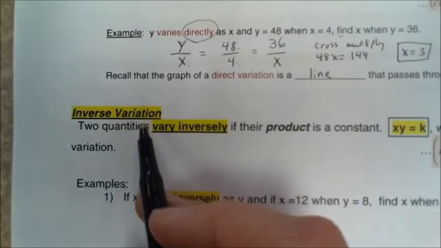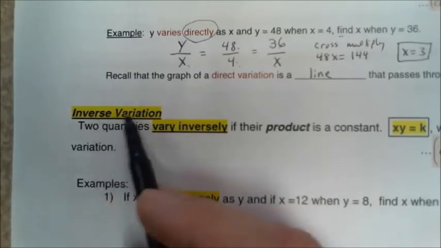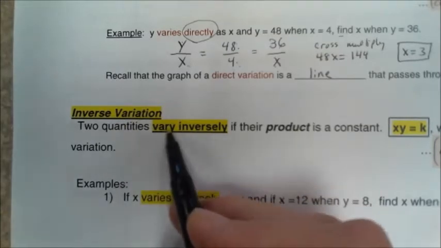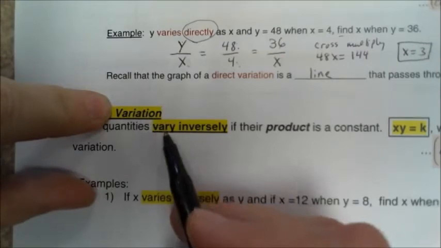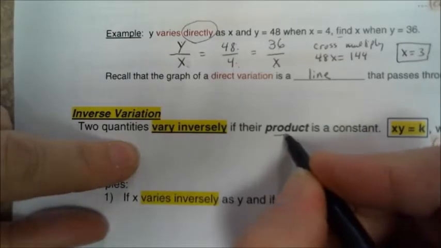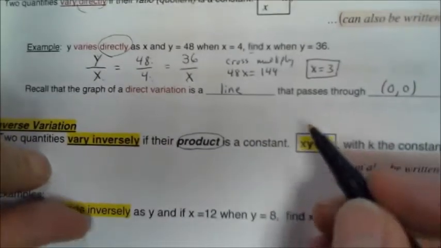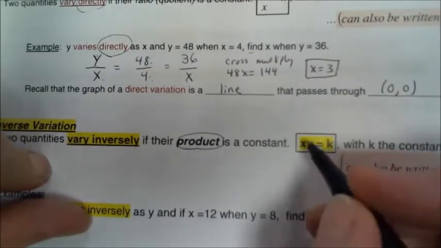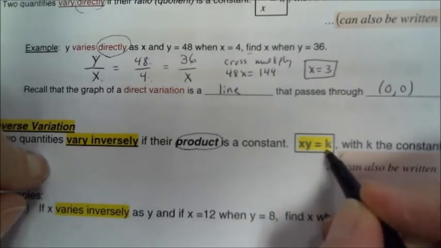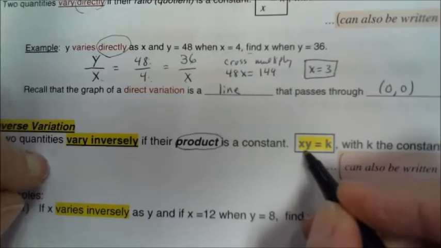So that was then. Now we're going to learn about something almost the opposite of direct variation, and this is called inverse variation. You might see it written like this, inverse variation, or you might see it written varies inversely. Two quantities vary inversely if their product is a constant. Instead of x over y or y over x, it's x times y. So you multiply the x's and y's, and you're always going to get the same number no matter what. That's the opposite of direct variation.